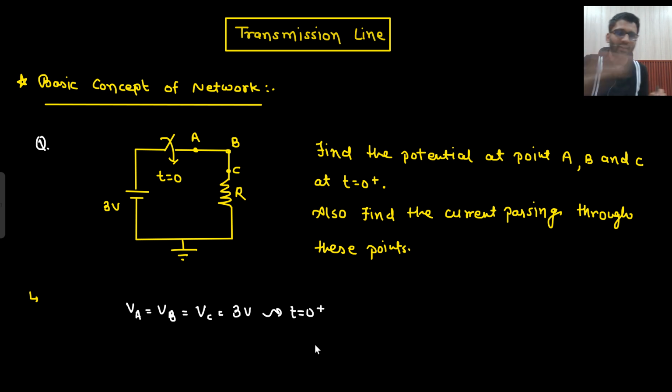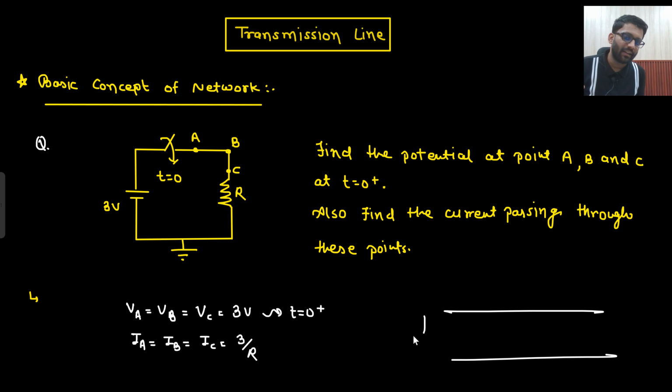Just as you close the switch, 3 volt was going there, and what will be the current? The current will also be from IA, you can say IB is equals to IC. The current will also be 3 by R. So just as you close the switch, 3 volt has reached here. Now no matter how much long line is there, if I ask you this question in network analysis, that just as you close the switch, what will be the potential here? You will say that sir, just as you close the switch, 3 volt reaches here.